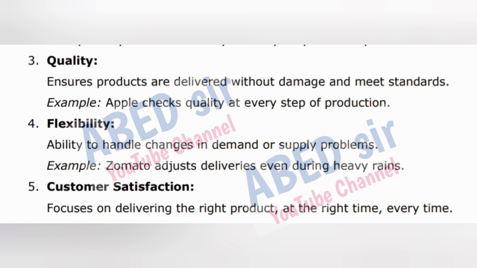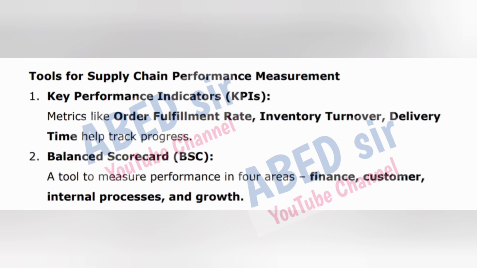4. Flexibility. Ability to handle changes in demand or supply problems. Example, Zomato adjusts deliveries even during heavy rains. 5. Customer satisfaction. Focuses on delivering the right product at the right time every time. Tools for supply chain performance measurement.